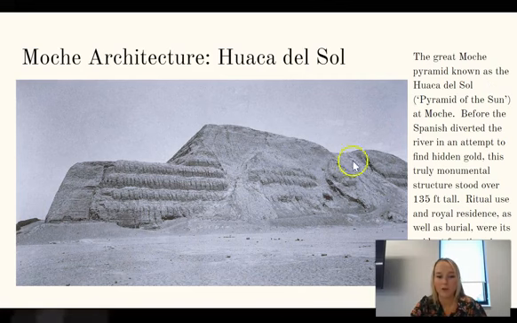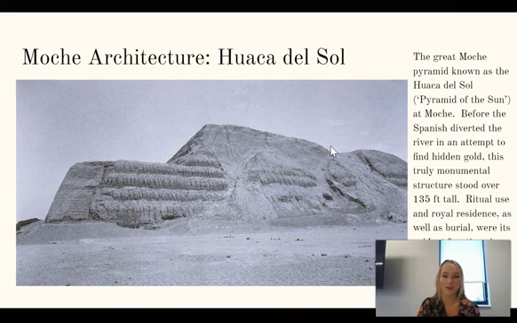We don't know exactly what the Moche would have called these, but the Huaca del Sol is slightly bigger than the other one. So, you know, the sun's bigger than a moon, so you can remember Huaca del Sol means pyramid of the sun at Moche. Before the Spanish diverted the river in an attempt to find hidden gold, this truly monumental structure stood over 135 feet tall. So that's taller than a 13-story building, and it's also quite wide.